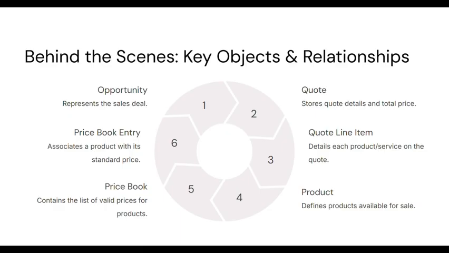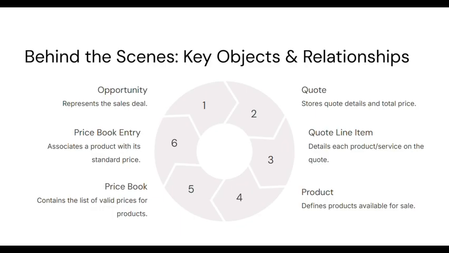Let's break it down. First, we have opportunity. This is where everything starts. The opportunity represents the sales deal, the actual business you are trying to close. Next, we have quote. Now, a deal can have multiple quotes. The quote stores details like pricing, discount, and totals, and only one of those quotes is marked as primary, which syncs back to the opportunity.